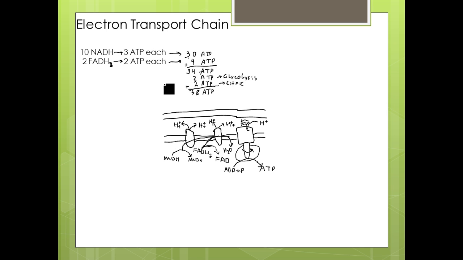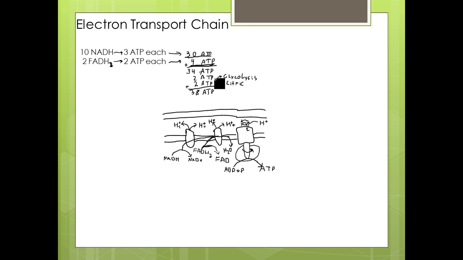Then we go on to the electron transport chain, and what that does is it takes the 10 NADH from the citric acid cycle and the 2 FADH2 from the citric acid cycle and produces 30 ATP for the NADH and 4 ATP for the FADH2. For each NADH, it produces 3 ATP, and for each FADH2, it produces 2 ATP. So that's a total of 30, and then 4.